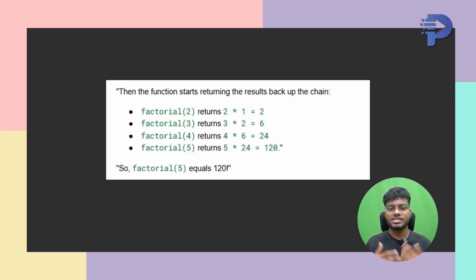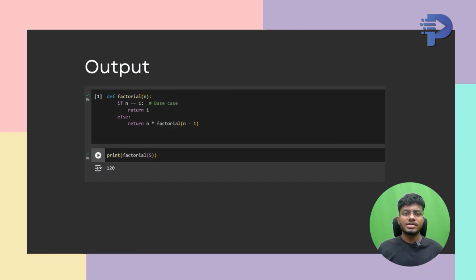As you can see in the slide, factorial 2 returns 2 times 1 equals 2, factorial 3 returns 3 times 2 equals 6, factorial 4 returns 4 times 6 equals 24, factorial 5 returns 5 times 24 which is equal to 120. So factorial 5 is equal to 120. Let's run the code and see the output. As you can see on the screen, here is the output, which is 120.